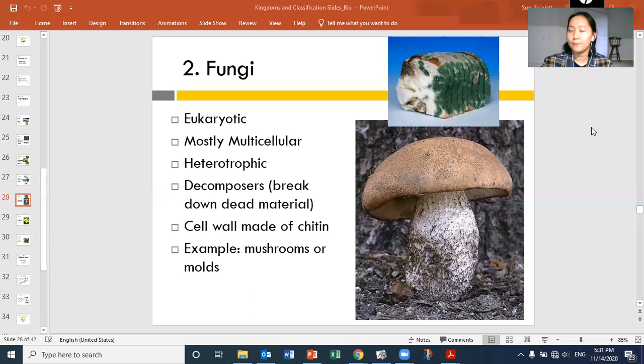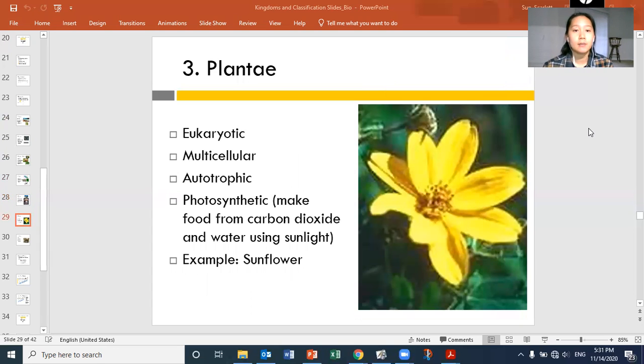Those are all fungi. The third kingdom is Plantae or plants, right? Plants are eukaryotic. They're multicellular. They are autotrophic because they make their own food using light energy. And that's through the process of photosynthesis. And then an example would be like a sunflower or a daffodil or grass or trees.